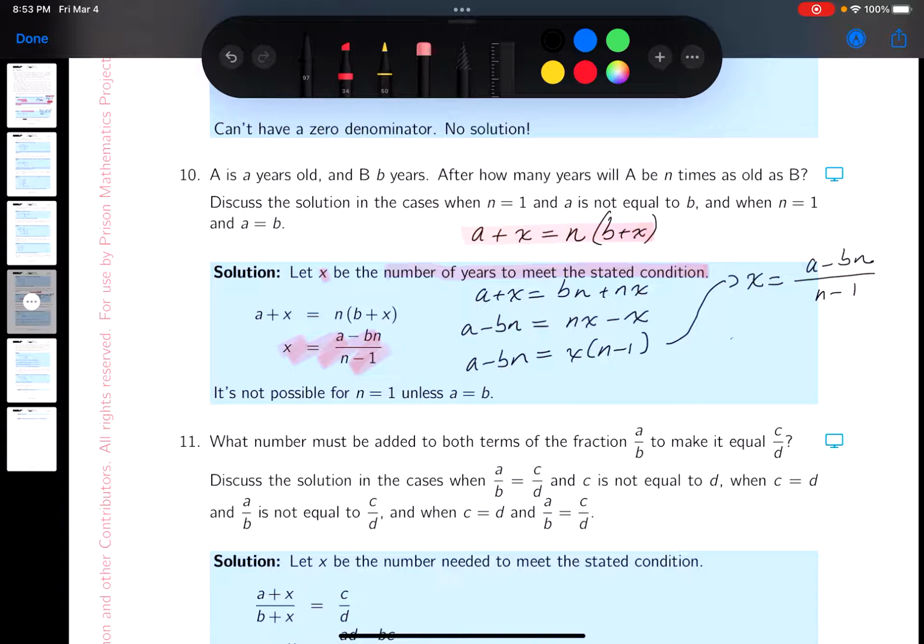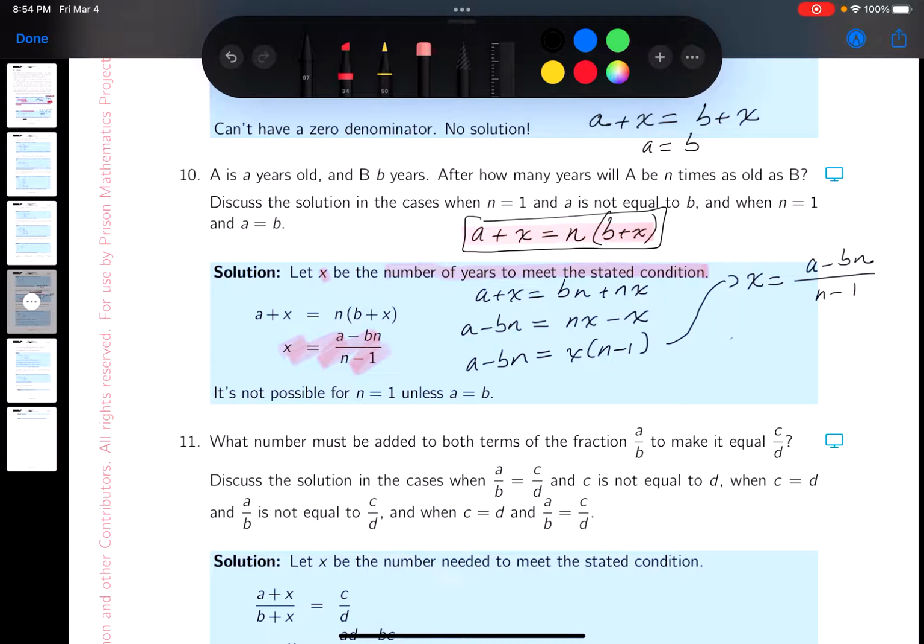So a plus x equals, if n is 1, this would be b plus x. All right, I hope you realize x disappears. What does it say? a would equal b. Again, we're looking at the original statement they said, this one over here. All right, so I'm going to say, discuss the solution in the case when n equals 1 and a is not equal to b. It's impossible. It's not possible, because if a is not equal to b, I don't get that.